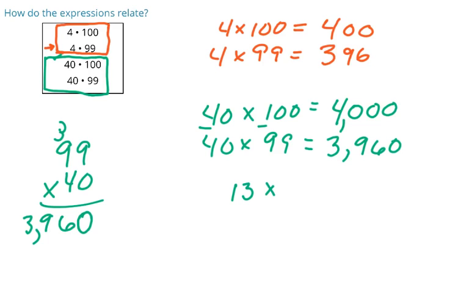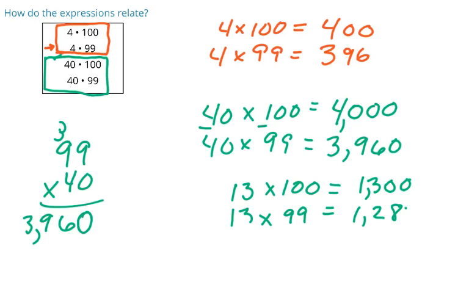13 times 100 equals 1,300. For 13 times 99, all I will have to do is subtract 13 from there. Now I know that 1,300 minus 13 would be 1,287, because I'm good at mental math. All I did was 1,300 minus 13.